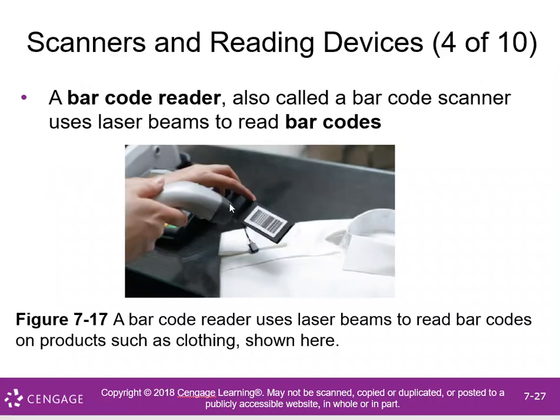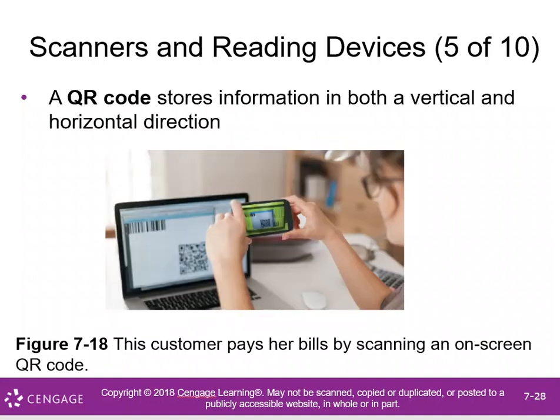And then barcode reader, yang ni pun kita pernah tengok sebelum ni, also called a barcode scanner, uses a laser beam to read barcodes dekat items dekat pasar raya. Okay. QR code, sekarang ni kalau kita install My Sejahtera, kita sampai kat mana-mana, kita scan the QR codes. Stores information in both vertical and horizontal direction. This customer pays her bills by scanning on screen.